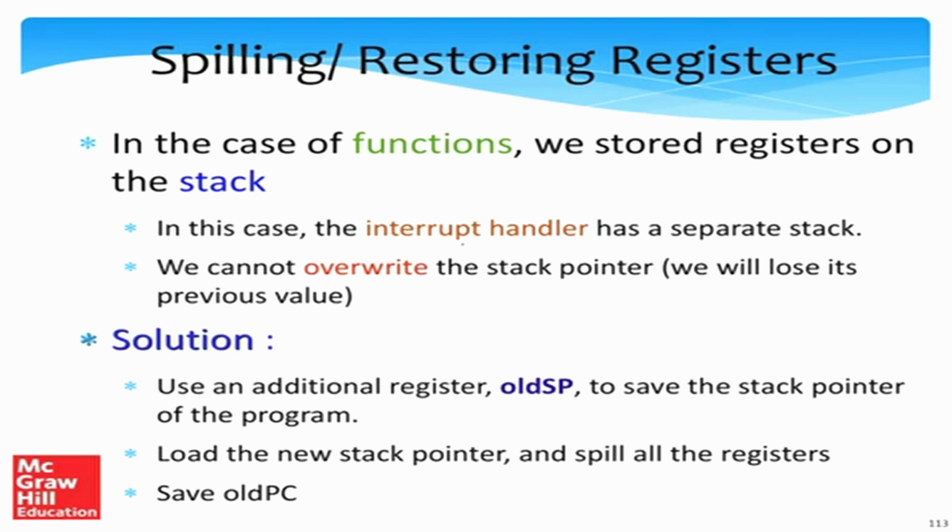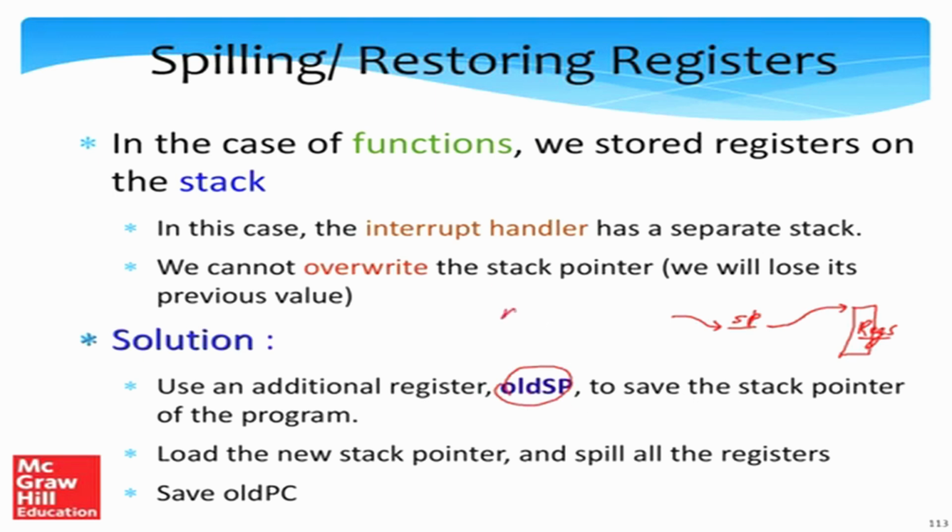In this case, the interrupt handler has to have a separate stack. It can't be the same stack, because we'll have to update the stack pointer. So what will happen to the old value of the stack pointer? We cannot overwrite the stack pointer, right? We'll lose its previous value. Let's consider that we have a program and its stack pointer is pointing somewhere. Now let's say we want to save registers on the interrupt handler stack. Then we'll have to overwrite the value of the stack pointer such that it points to somewhere else where all the registers can be saved, and this will kill its previous value. So what we do is add an additional register called old SP to save the stack pointer of the program.